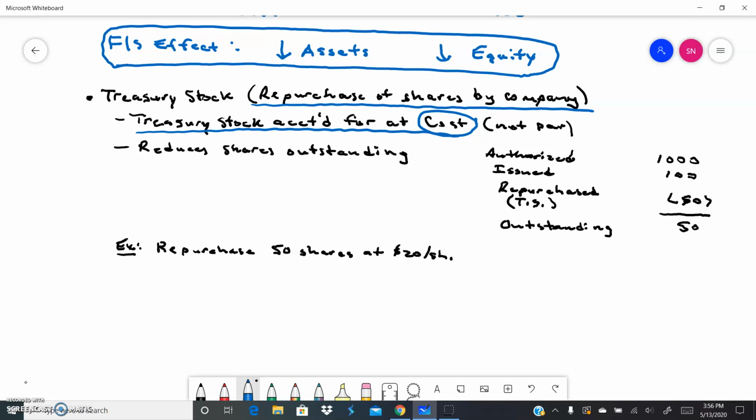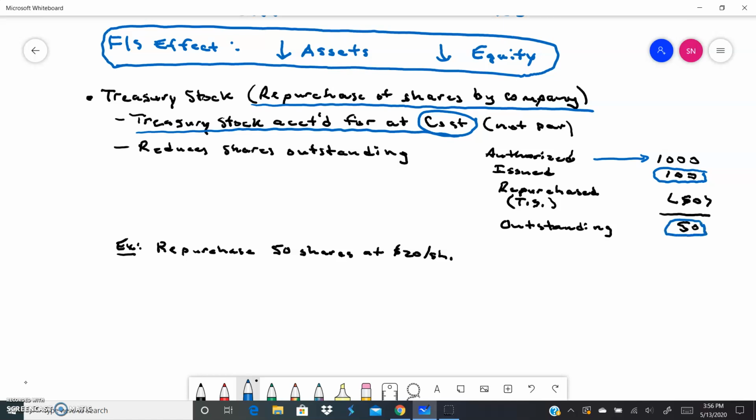Now, treasury stock is going to reduce the total number of shares outstanding. So let's say the board of directors initially authorized the potential issue of 1,000 shares over time. That means they had the right to issue those over a period of time. Let's say that they actually issue 100 shares, and we already recorded that transaction earlier. Now, we decide that we're going to go ahead and repurchase 50 shares for the treasury, and we'll look at what that entry involves. That would leave us with outstanding shares of 50.